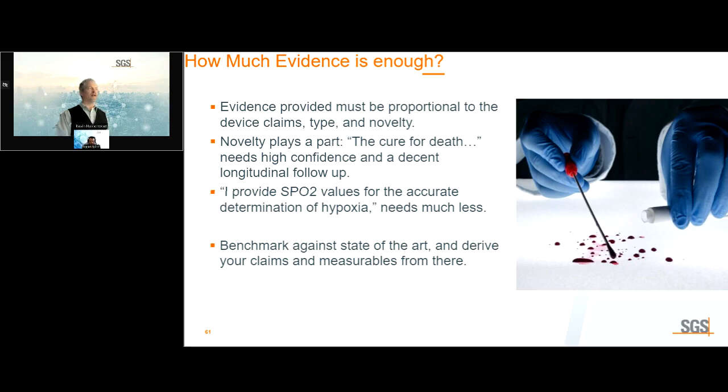Something like I provide SpO2 values for accurate determination of hypoxia. You don't need a lot of data. You don't need very high rank data. So what you need and what you need to prove, there's no single answer other than the last bullet point that is here. You have to benchmark against state of the art. And then you have to derive your claims and measurables from state of the art.